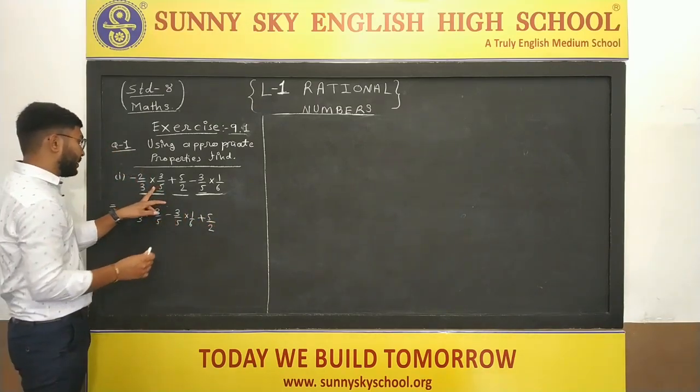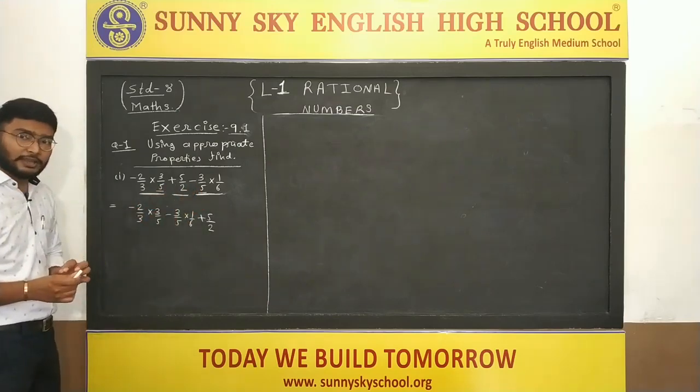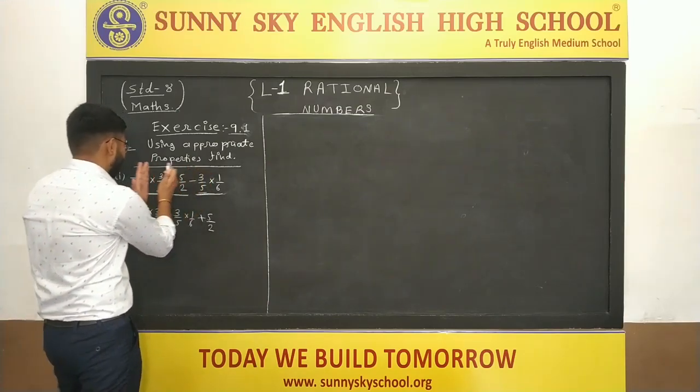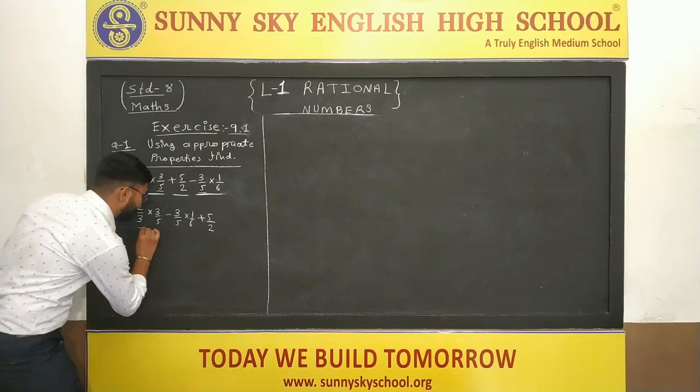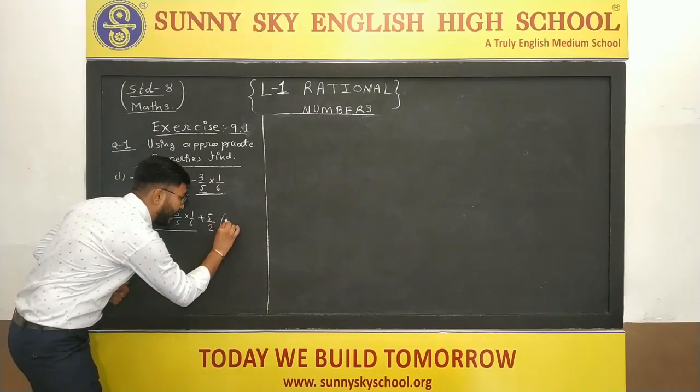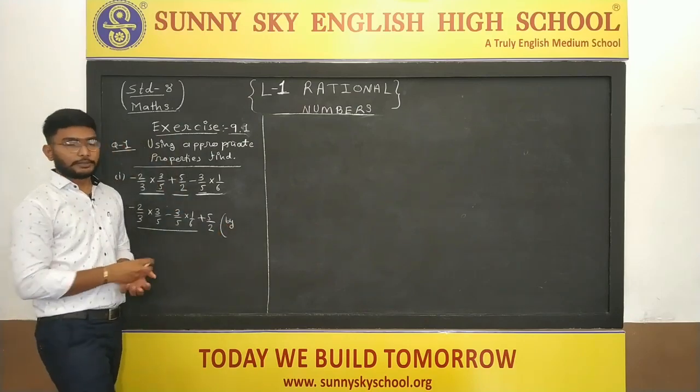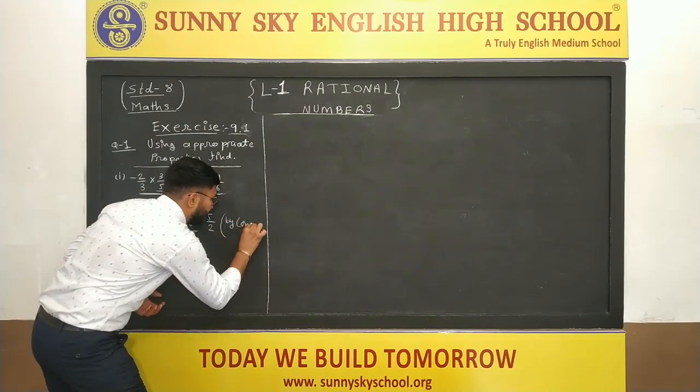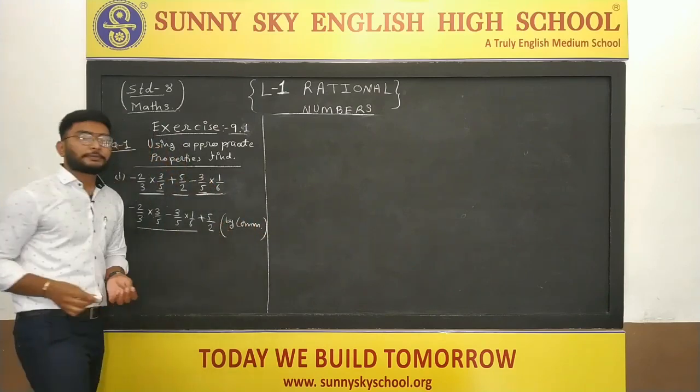Because these 3 by 5 and 3 by 5 are the same terms. Therefore, I have taken 3 by 5 here because from these two terms I will take common. And this step we have done by the commutative property. This step is done by the commutative property.